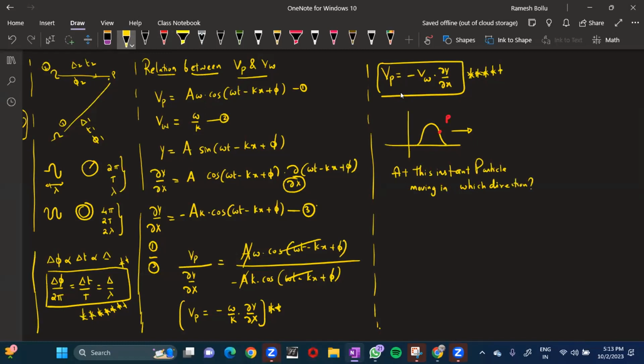Upside or downside? Everyone has to tell, children. I'm again repeating, children. This is one wave produced in the string, moving in the positive x direction. I have shown one particle. The particle is moving in which direction? Up or down? That's all. I want this answer.